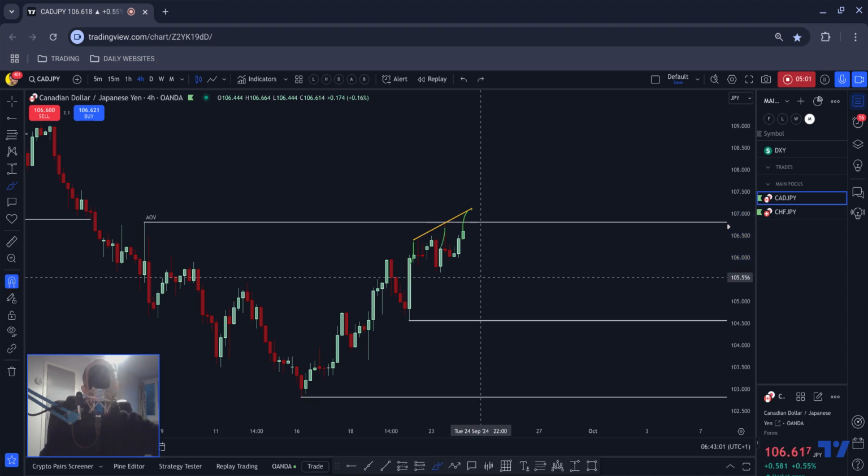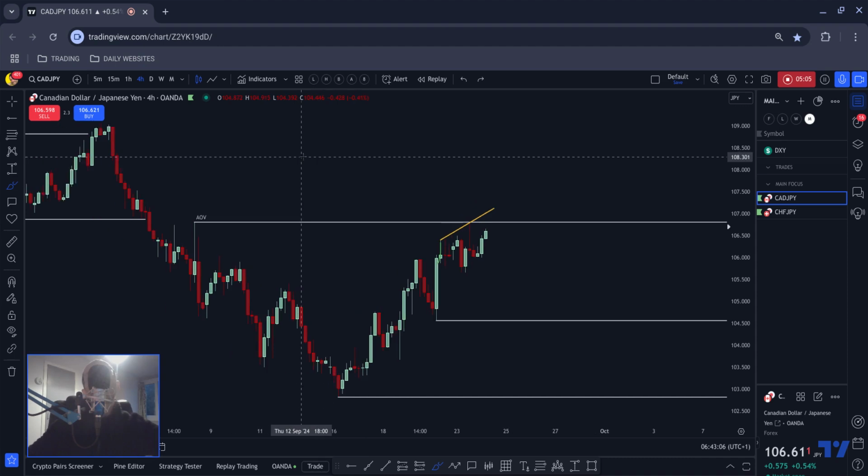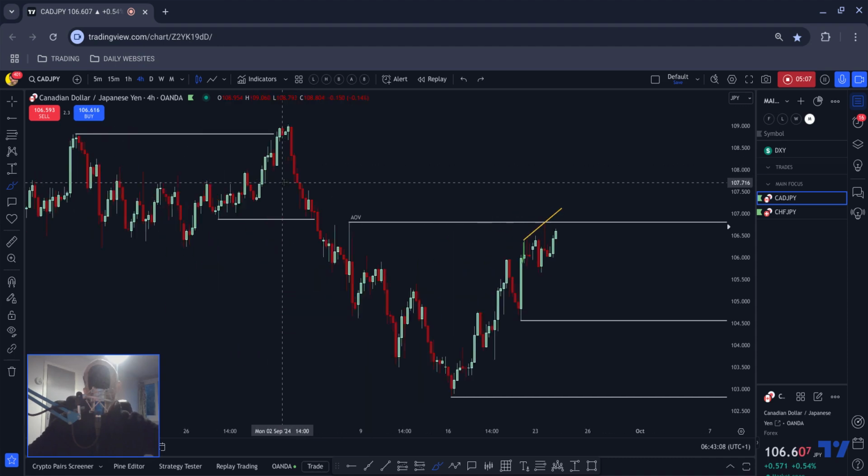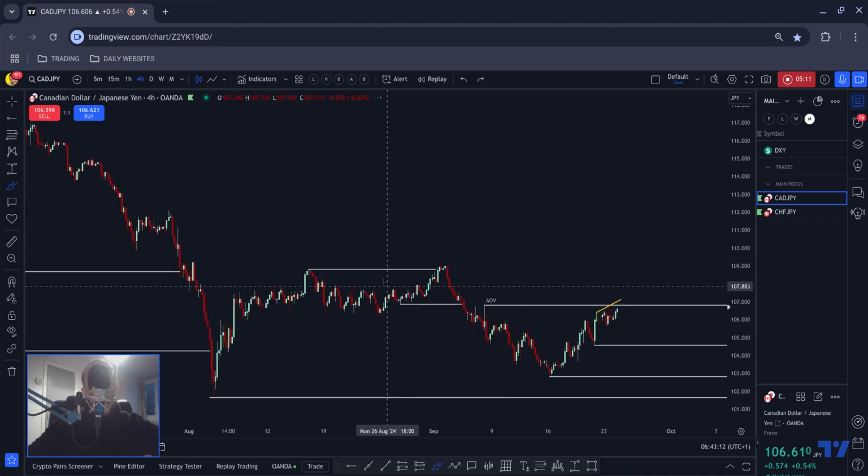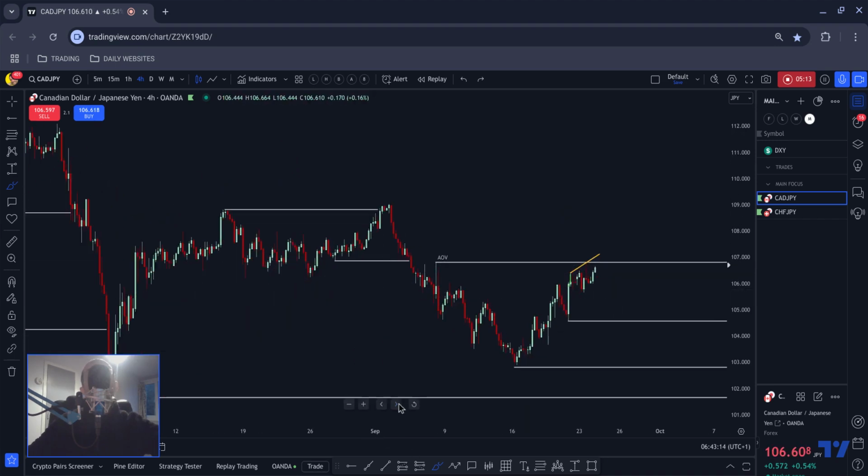So if we just zoom in a little bit, and as I said, one of the reasons I took trend lines off of my charts, let me explain this as I've got a bit more time, is because I was putting too much emphasis and weight on them, which was causing me to get in between value areas.